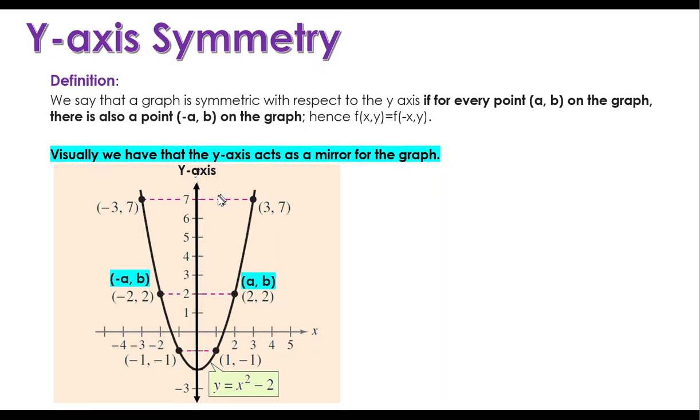Y-axis symmetry is when you can fold across the y-axis and everything on one side would completely overlap everything on the other side. Every point has a counterpart. The only difference is that the x value would be going in the opposite direction. Starting at the origin, this point (a, b) is 2 to the right and 2 up, whereas this one is 2 to the left and then 2 up. You can think of the y-axis as the folding line, and it would completely overlap.